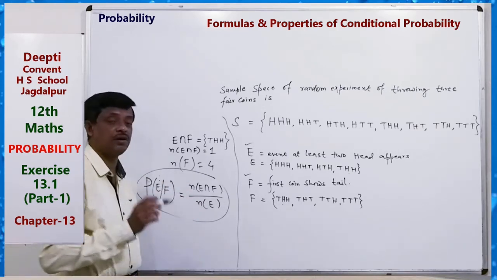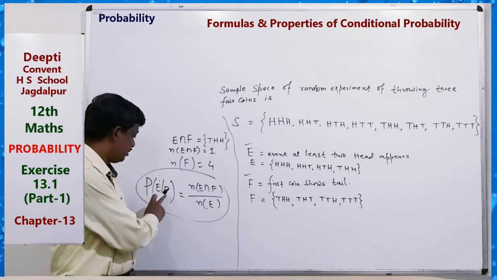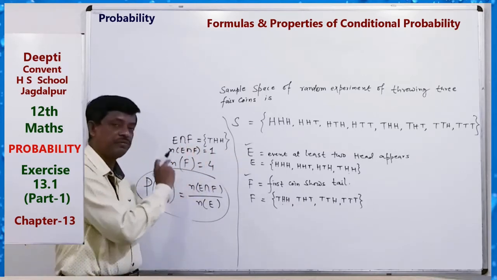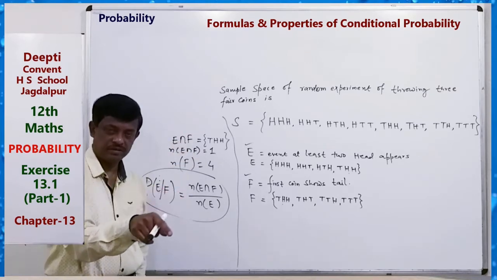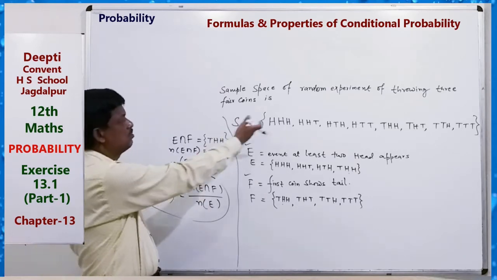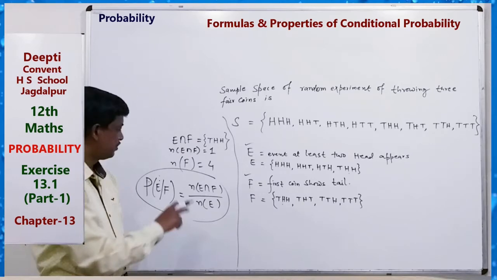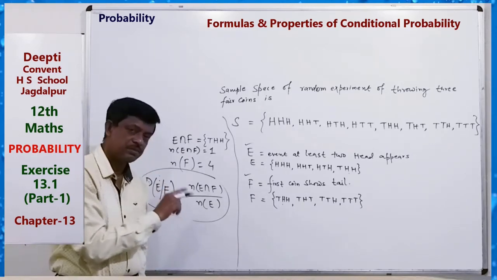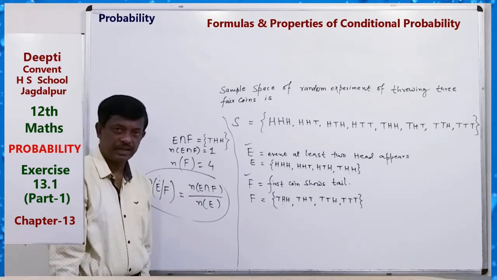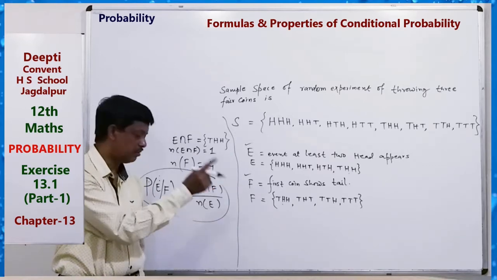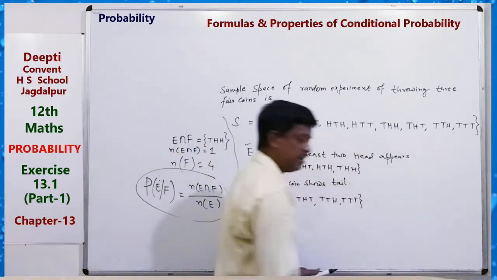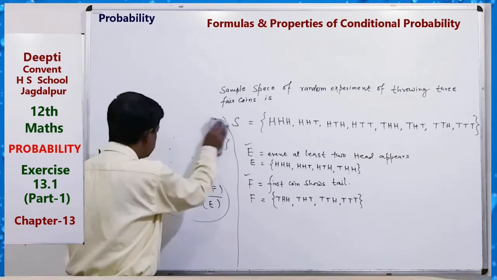So the conditional probability of E when F has already occurred is equal to the number of elementary events favorable to the event E intersection F. We know any subset of this sample space is an event, any subset. So the number of elementary events favorable to E intersection F and the number of elementary events favorable to E gives what is known as conditional probability. Our conditional probability is defined by this formula.